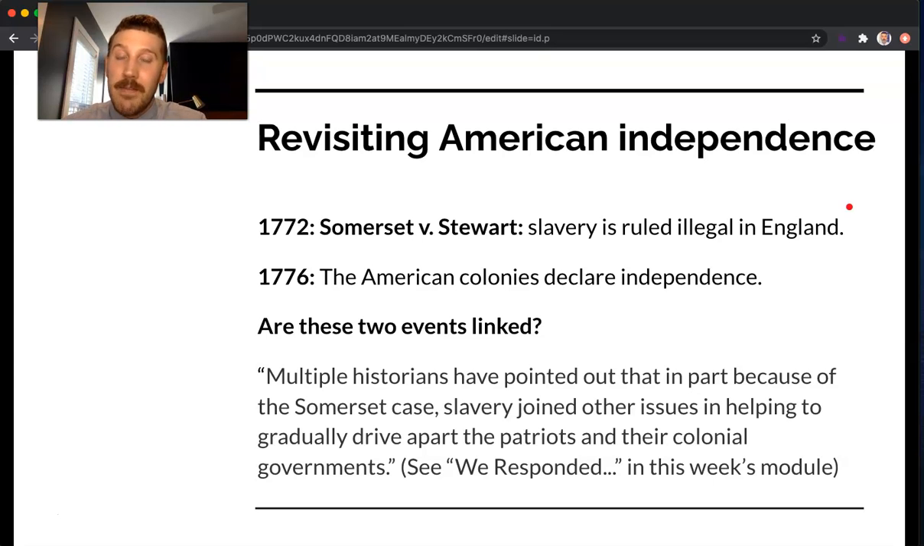Well, I'm not a historian of this particular era in particular, but multiple historians have made this case. And here's one quote from a reading I posted this week. Multiple historians have pointed out that in part because of the Somerset case, this 1772 ruling, slavery joined other issues in helping to gradually drive apart the Patriots and their colonial government. So the historians claim that the fact that England declared slavery illegal did play a role in the interest of these British colonies in declaring independence from England itself.